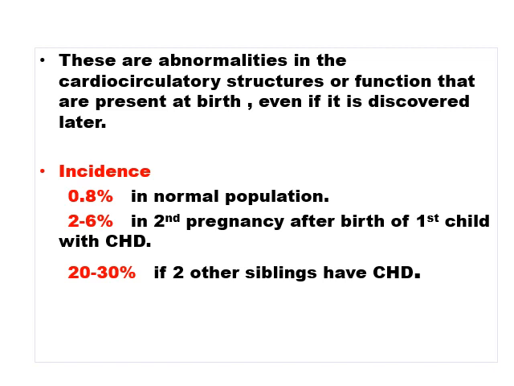Congenital heart disease is an abnormality in the cardiocirculatory structure or function that is present at birth, even if it is discovered later. The incidence is 0.8% in the normal population, and the incidence increases with each pregnancy. In the second pregnancy it becomes 2 to 6% if the family has a first child affected with congenital heart disease, and the incidence increases to 20 to 30% if the family has two other siblings with congenital heart disease.